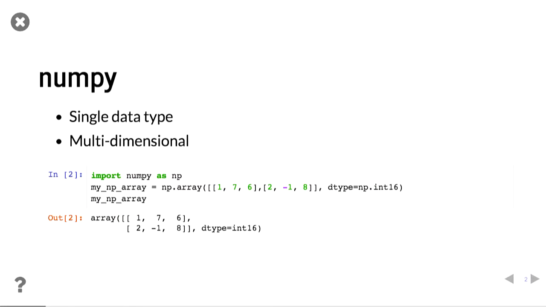So as we heard in Tennessee's talk, everyone loves NumPy. It's really easy to do things. It's really easy to get data, manipulate it, as long as it's the same type. But it can be multiple dimensions.